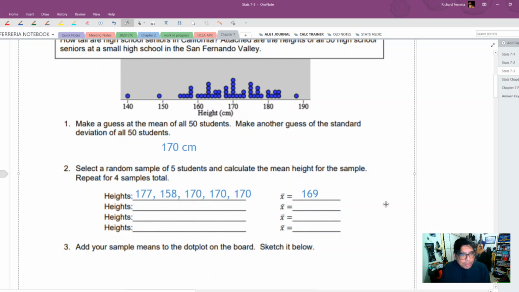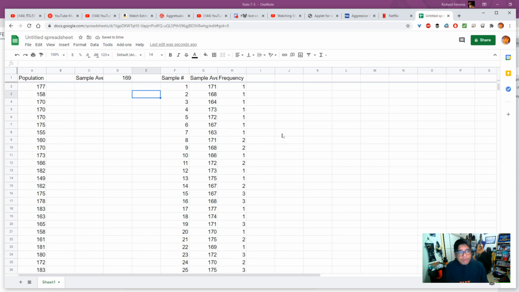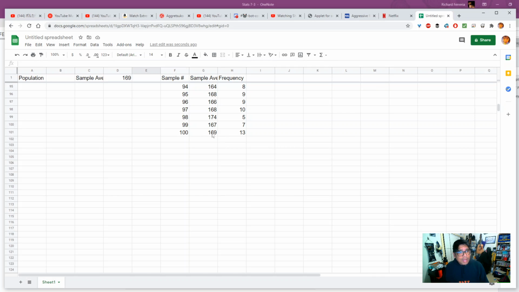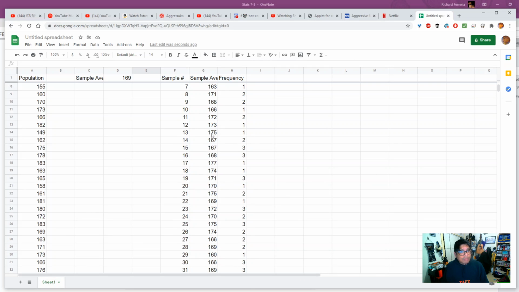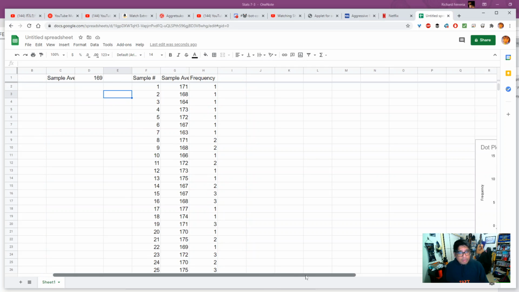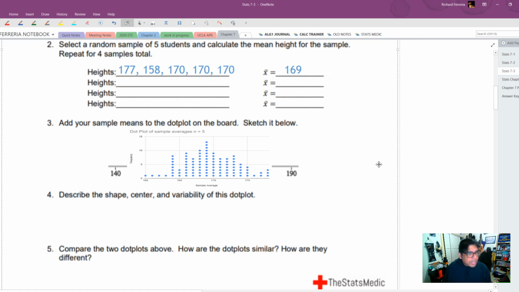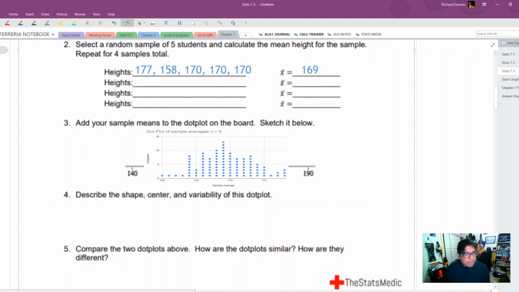We're supposed to do this a total of 4 times, but that's just to generate a lot of samples. So when we go back to the simulation that I have, I've already kind of done that. So let's go back to that simulation. So here in the simulation, you can see that I've already done 100 samples, and I've counted up the frequency of those samples and created a dot plot. Look at that dot plot. We can copy and paste that dot plot onto our work here.